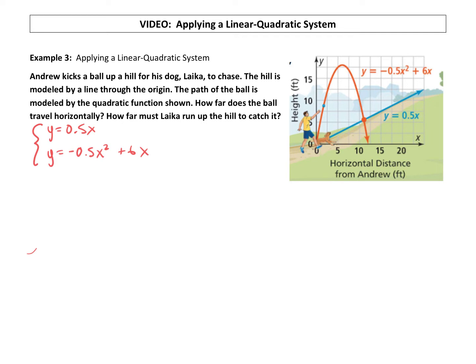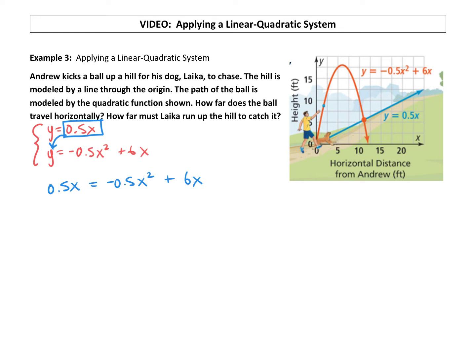We saw in our last video how to solve a system using substitution. So that's what we're going to do. You need a y equals or an x equals. We have two y equals. So I'm just going to focus on, I know that y is equal to 0.5x. We substitute it into the other equation for the y. So it's going to go right there. So I'm going to replace the y with 0.5x equals negative 0.5x squared plus 6x.